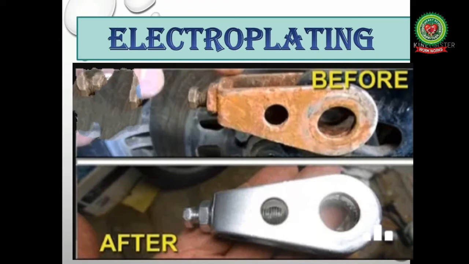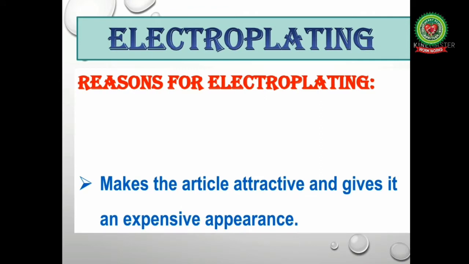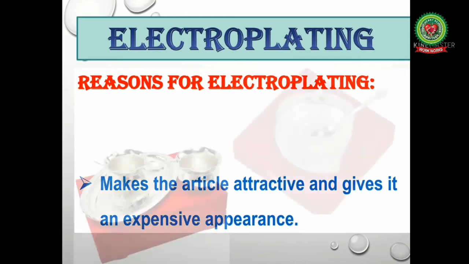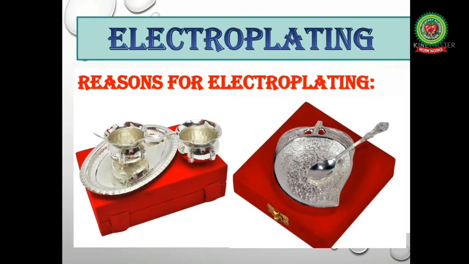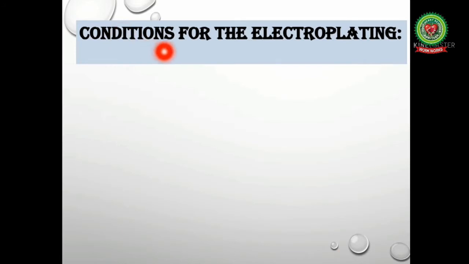The next one is it makes the article attractive and gives it an expensive appearance. For example, brass objects are frequently plated with silver to give them the shining appearance and beauty of a silver article. The conditions for the process of electroplating to be done.